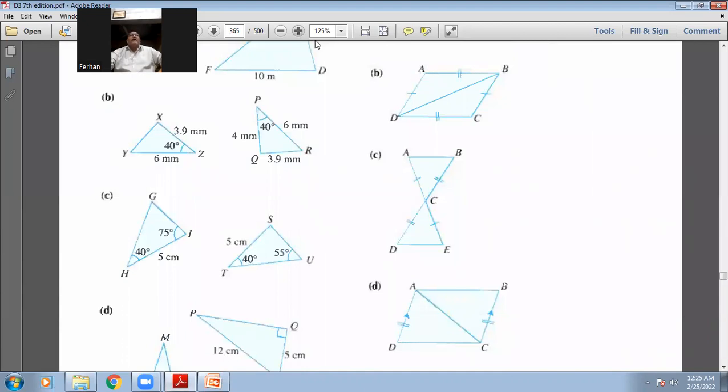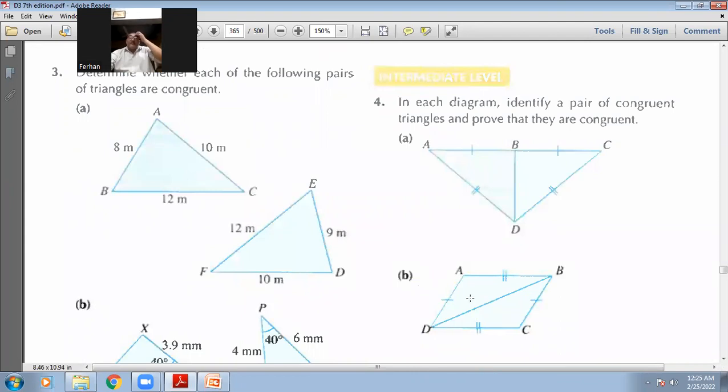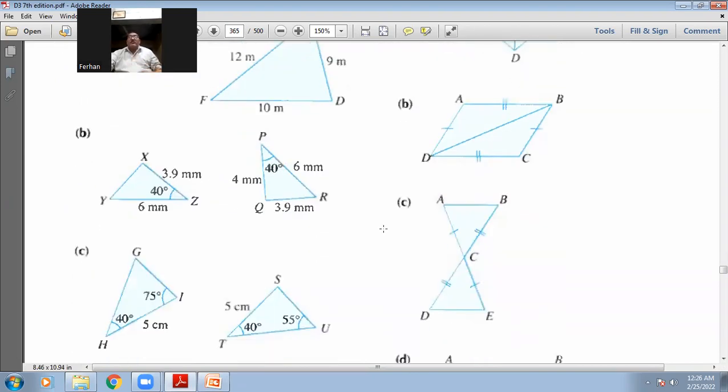Okay, so here we have question number 4, and it's B part. You can see here I have to prove that these two triangles are congruent. You can see the AD side and the BC side, they are equal. The AB side and the CD side, they are equal. And the DB side is common to both the triangles. So we can easily prove that both these triangles are congruent to each other.